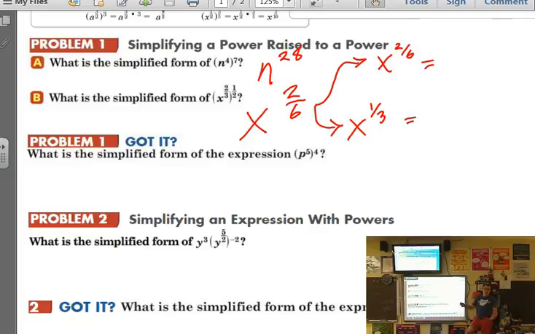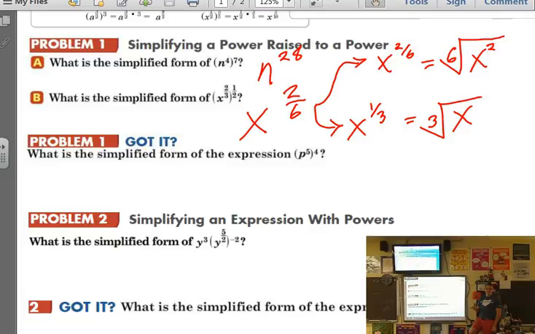Does anyone know right away? Can anyone explain why we would or would not reduce? Carmen? I can say why we might not. Okay, what would be a reason? It might come out different when you square root it. So this would be like the 6th root of x squared, right? This would be the 3rd root of x.